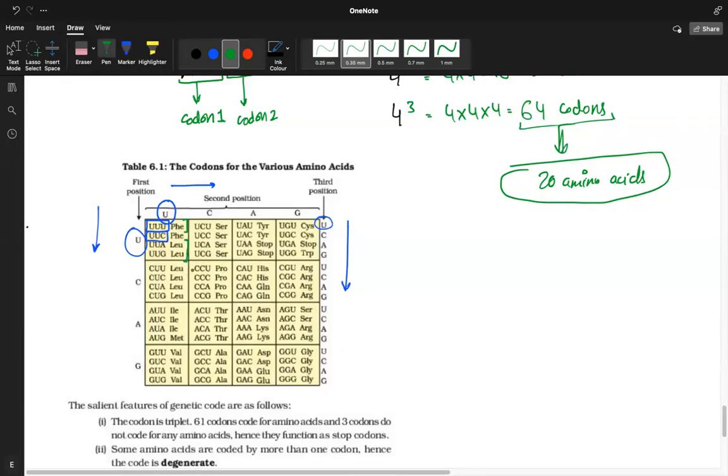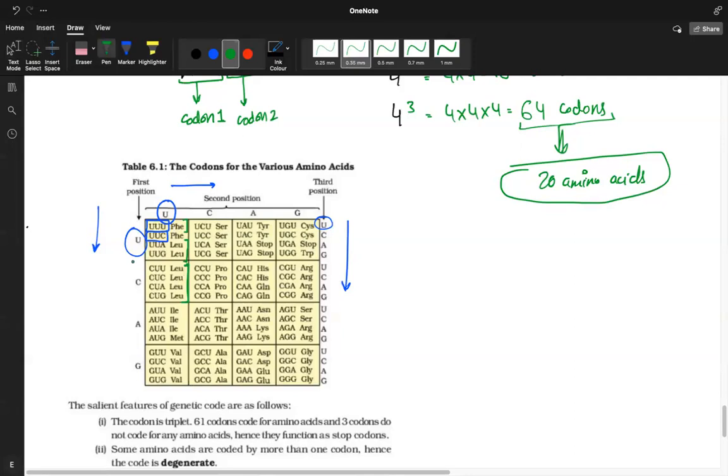LEU is leucine, along with 4 others. So for leucine, there are 6. So again, it's not the same number. There are 2 codons that can code for phenylalanine, but 6 codons that can code for leucine. And look at what's different in all the 6 codons. Either it could be UUA or UUG. What is the difference between UUA and UUG? The third position, right? Yes or no? Yes, sir.